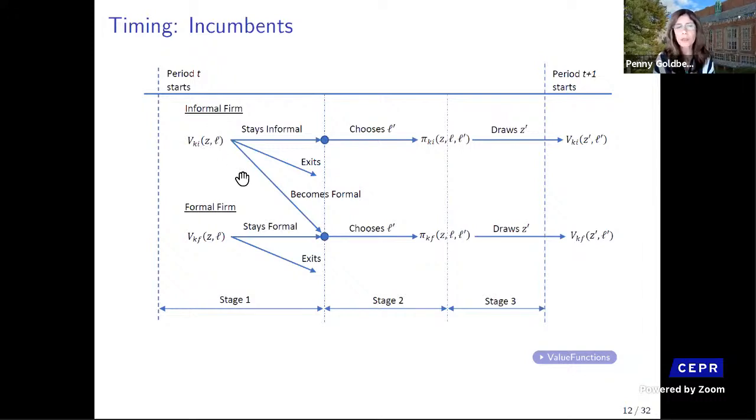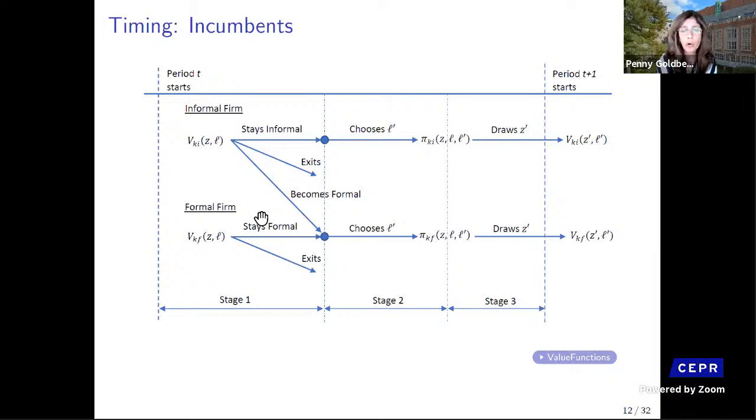So this firm has three choices. It can stay informal, it can exit, or it can become formal. Okay, if it stays informal, then it chooses its employment size, L prime. Then it makes profits, pi. The profits are a function of productivity, the previous period labor L, and the current period labor, L prime. The reason you have both L and L prime entering here is because, as you'll see in a moment, there are hiring and firing costs. That generates dynamics in the model. Then it draws a new productivity, Z prime, and starts in period T plus one with a new value function that takes as arguments Z prime and L prime.